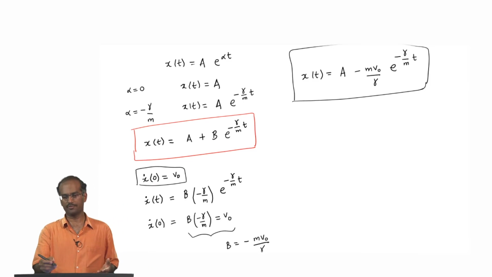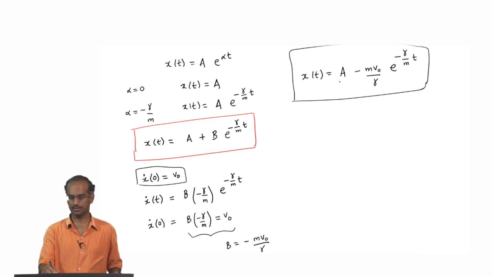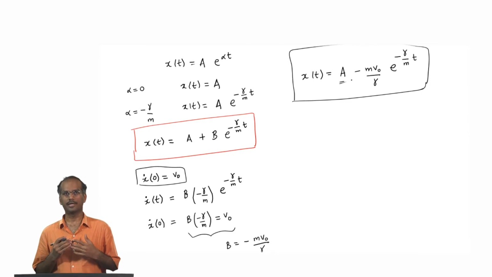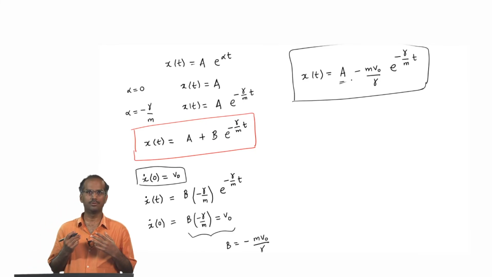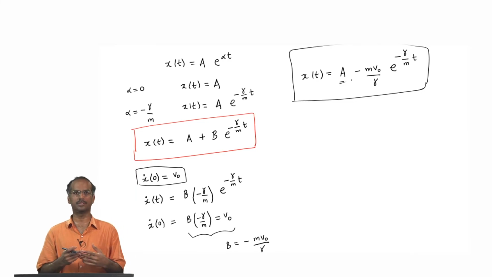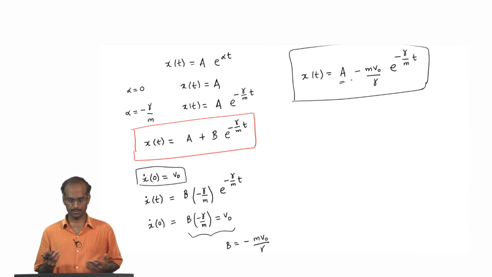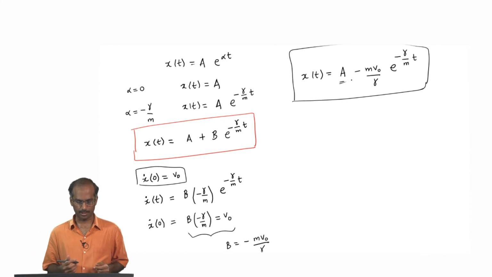So, still we are left with one more constant, which is a here, and that can be determined provided we have one more initial condition. So, this is a sort of general technique that you could follow for any problem. In general, when you have two such constants, you need two independent conditions to determine them.